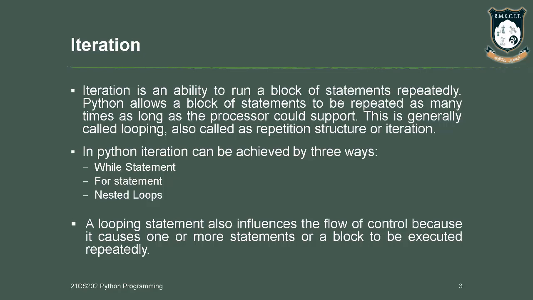So how many times we need to execute that? Up to that time we can make the statements be executed. This can also be called looping or repetition. Here we can do this repetition in three types. One is using the while statement, second is using the for statement, and the final one is using nested loops, that is nested while or nested for statements.